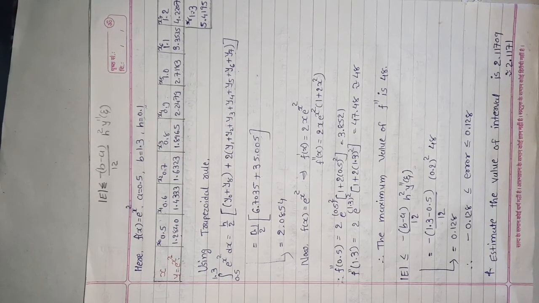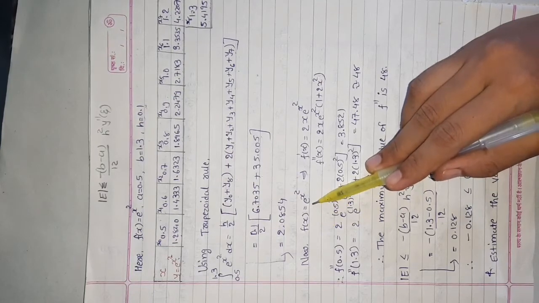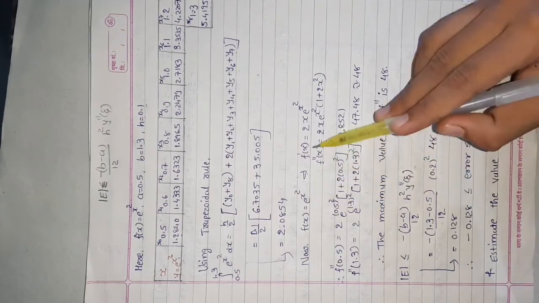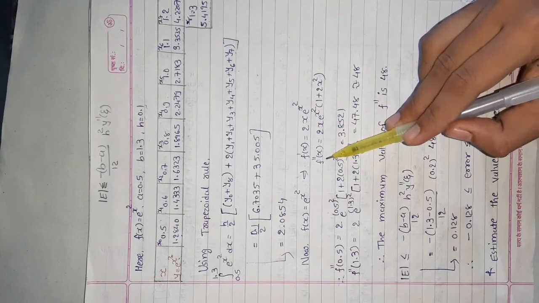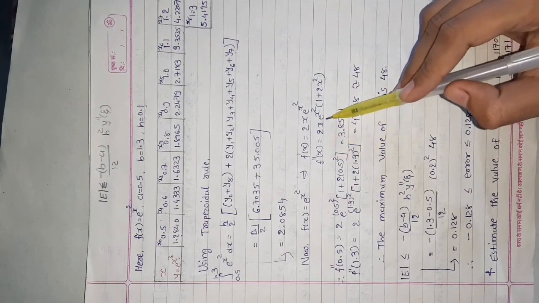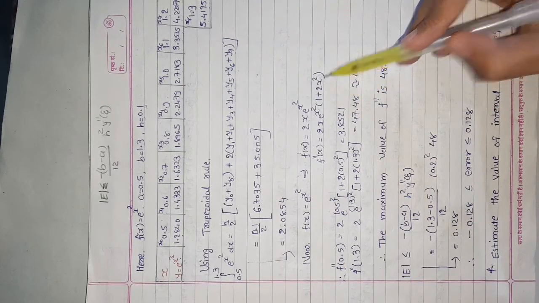Now we know that the error bound of the trapezoidal rule is E equals minus (b minus a) by 12 times h square times y double dash z. So first we find y double dash z. For that we take f of x equals e raised to x square. So f dash x is 2x e raised to x square, and f double dash x is 2 e raised to x square times (1 plus 2x square).